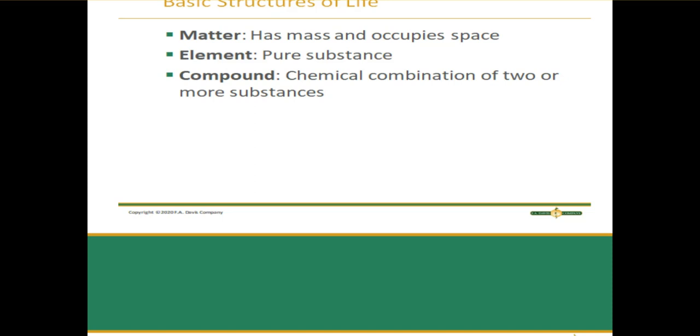Okay, anything that has mass and occupies space is called matter. Okay, then you have an element. An element is a pure substance. So for example, gold. If something is gold, then it's the pure substance of gold. Another example in your book is oxygen. Okay, oxygen can't be broken down into anything smaller. It's a pure element. And then a compound is a combination of two or more substances.